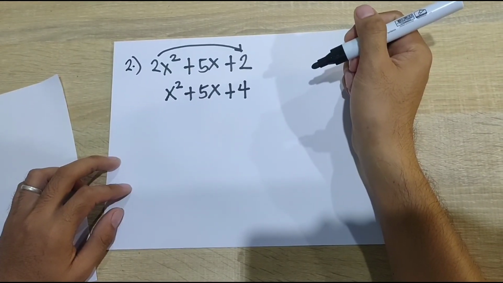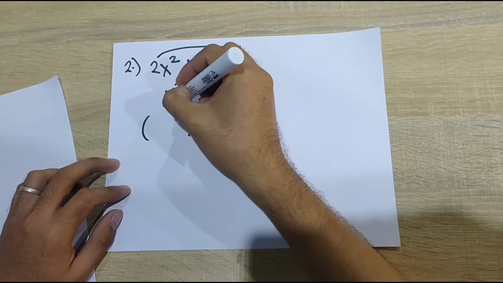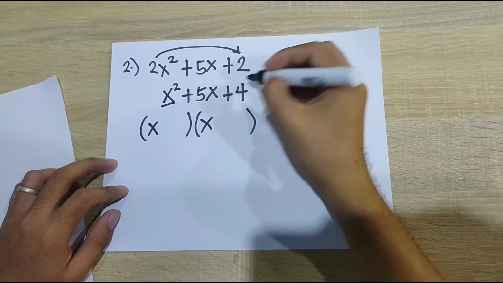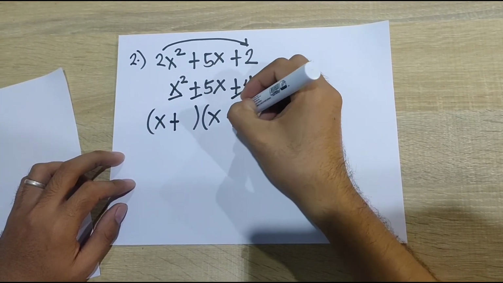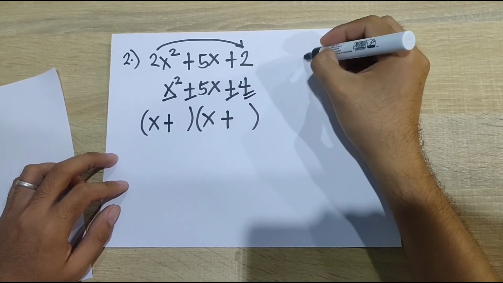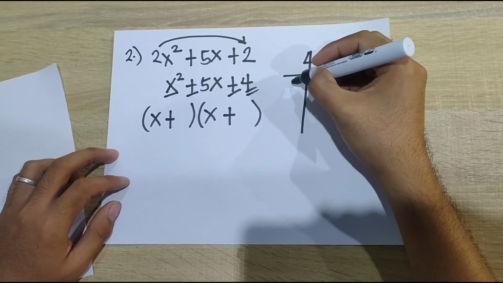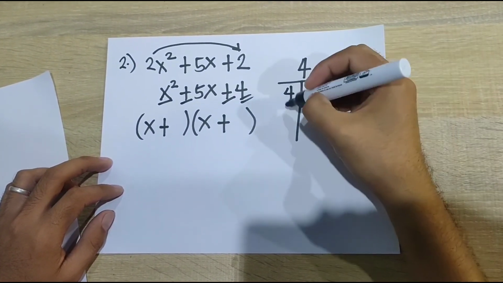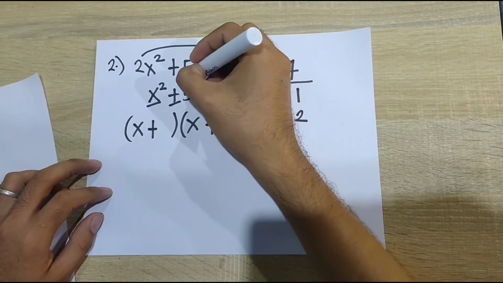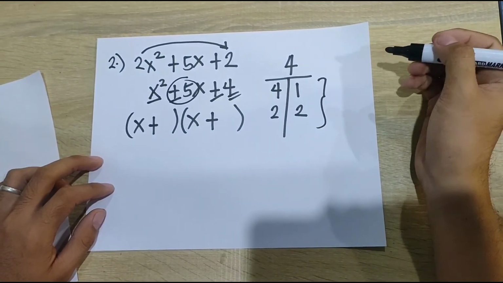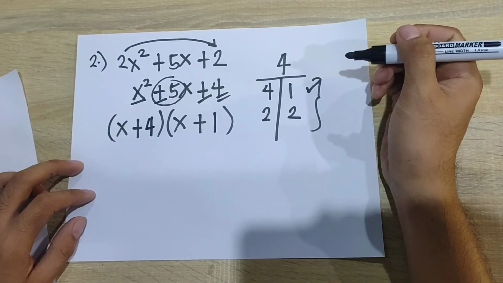After that, we factor like in the previous case. So, we have two x's. And since the last term is positive, the signs are the same, and the middle term is positive, so two plus signs. And then we proceed to listing. Okay, let's list them down. We have 4 times 1, and 2 times 2. So, there are no more. Now, let's look at the middle term, positive 5. So, let's get the pair that will give us positive 5.